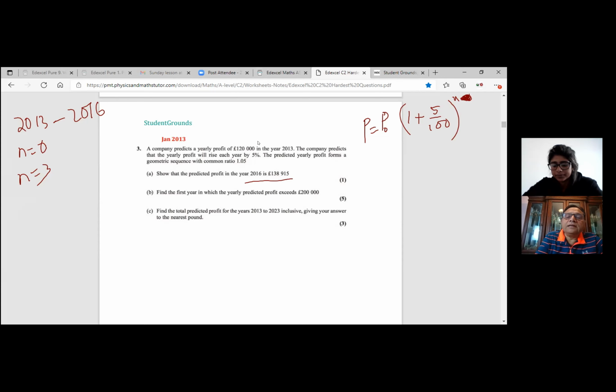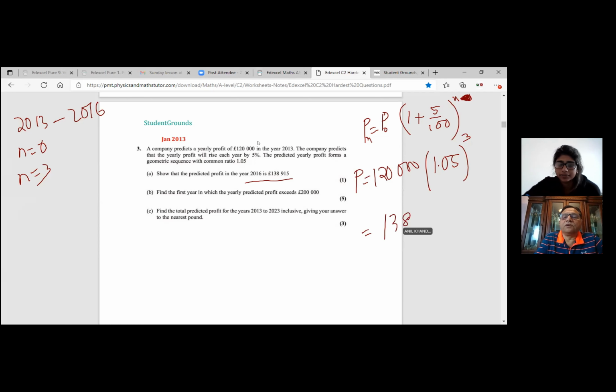That is very important. So we get the profit after n years. The initial profit is how much? 120,000, and that is times 1.05 to the power of n, and n is 3. So we can plug in this value. Is it okay? And you can calculate. What do you get? You get 138,915. So that clearly indicates that our formula is correct.